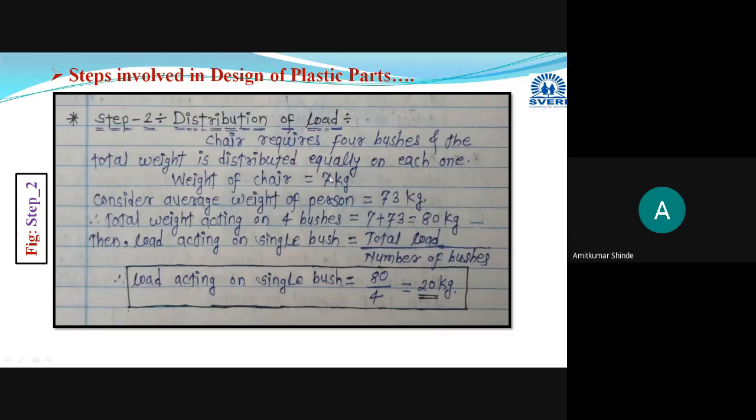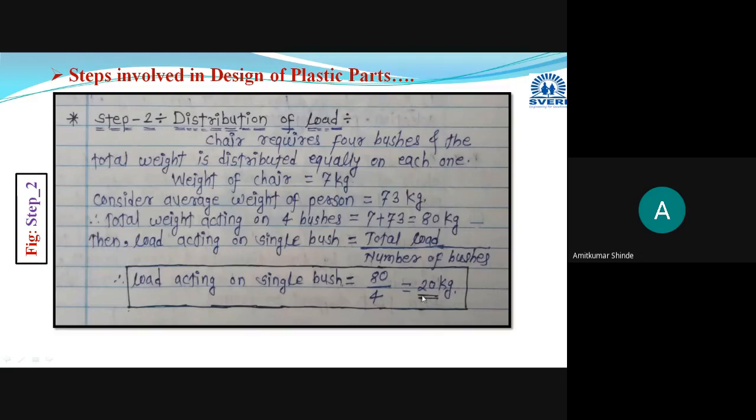After adding the weight of the chair, it becomes 80 kg, and this is the total weight acting on the four bushes, the weight of the chair and the weight of the person. This 80 kg will act on four bushes, and the load will be equally distributed. To calculate the load acting on a single bush, it is total weight divided by the number of bushes. Total weight is 80 divided by 4 bushes, so it comes to 20.